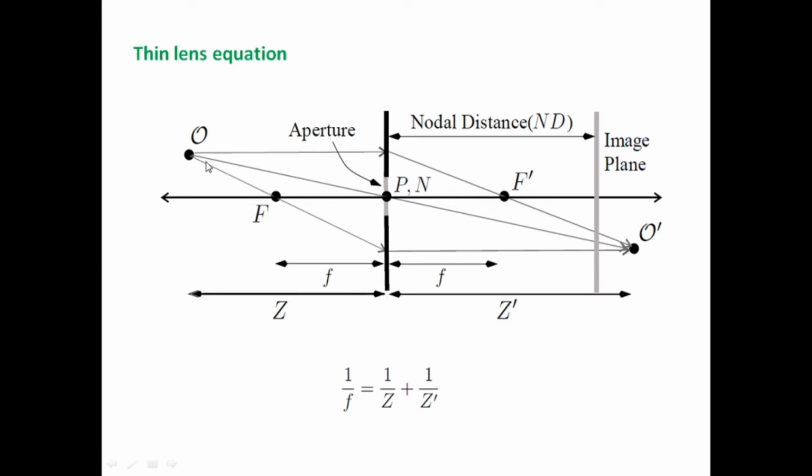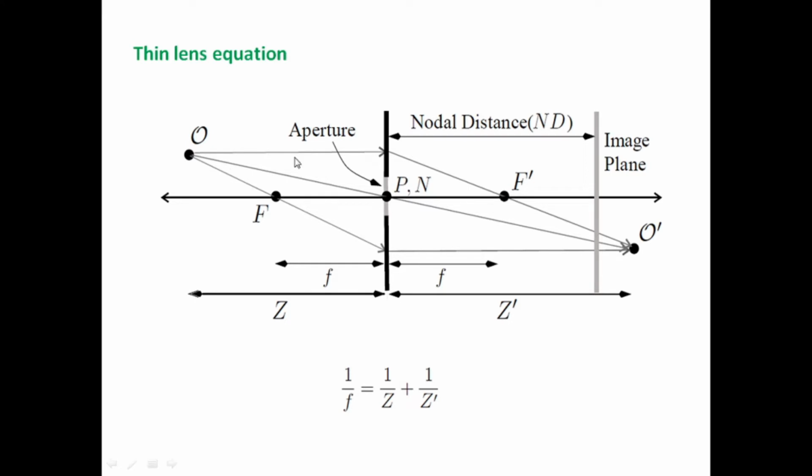That means this ray is passing through the front focal point, and this ray will be passing through the back focal point. This focal point, let me call it F dash, and this focal point, let me call it F. Can I assume these are on opposite sides of the lens? This F is in front of the lens, this F dash is behind the lens. Behind the lens we have the image plane, and in front of the lens we have the object scene or the object point.